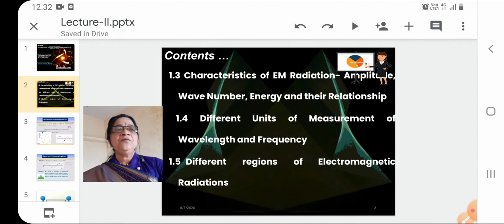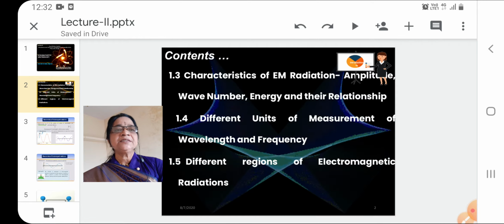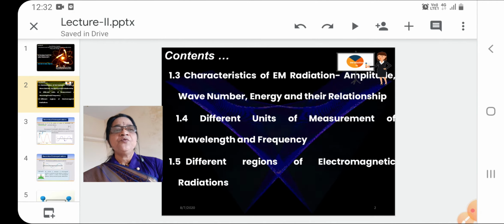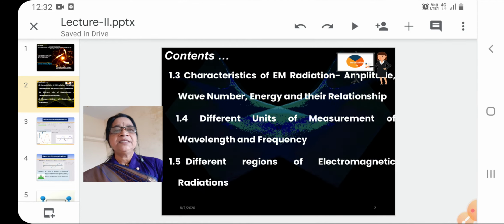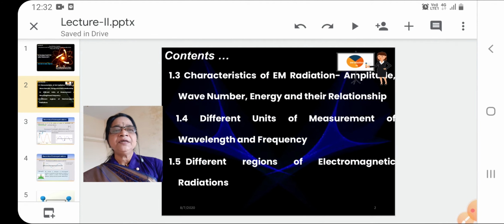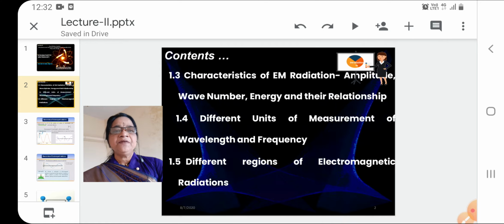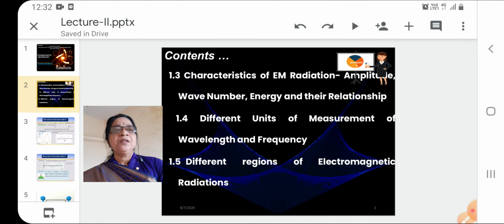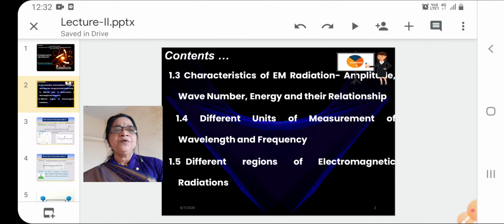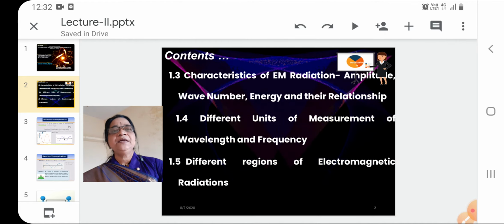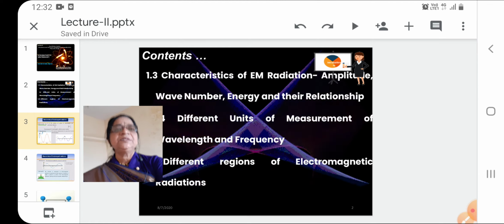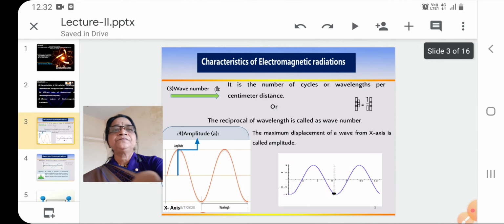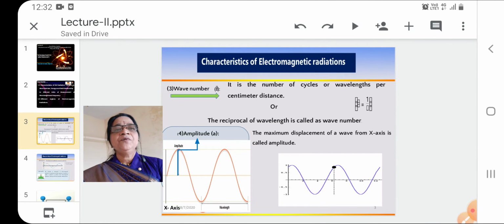First of all, we have to see the characteristics of electromagnetic radiation. In the last period we already studied two of the parameters, the frequency and the wavelength. Now we will see the amplitude, wave number and energy and their relationship. Next, the wave number. Now what is the wave number?